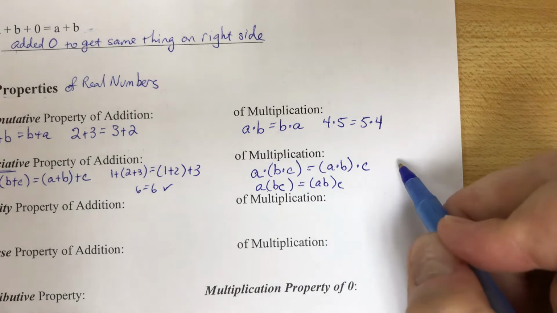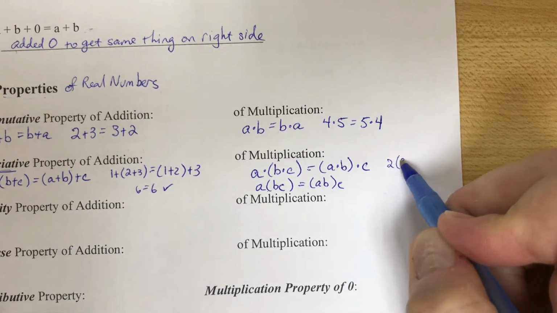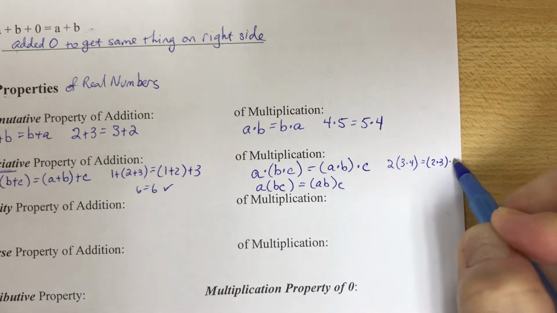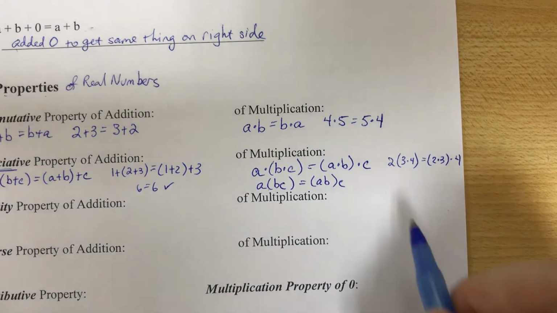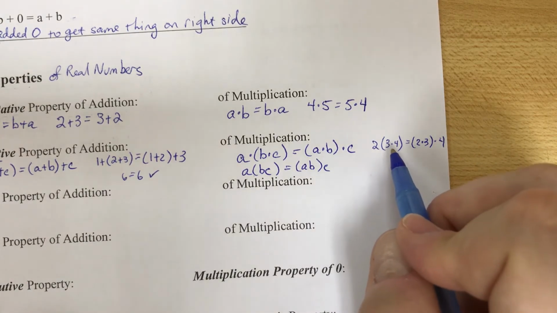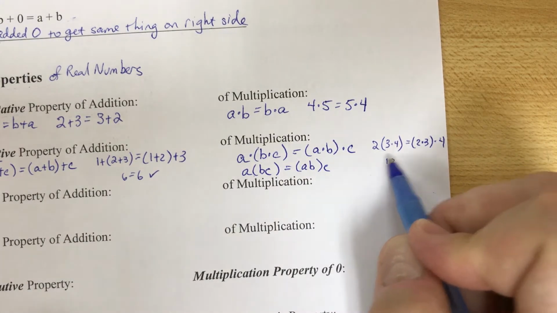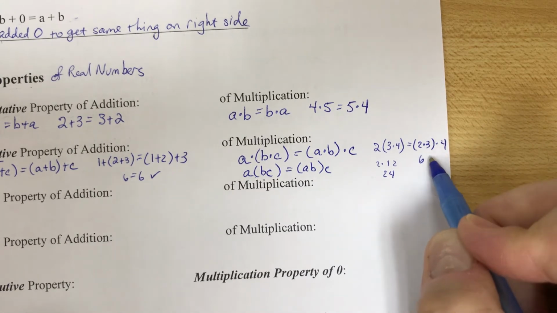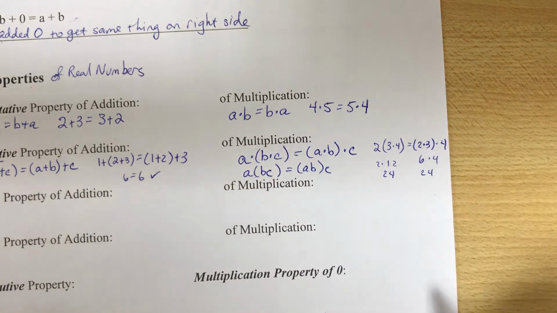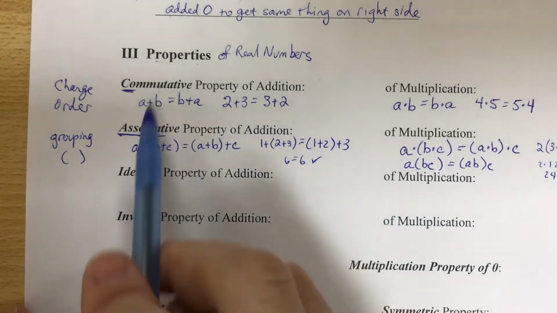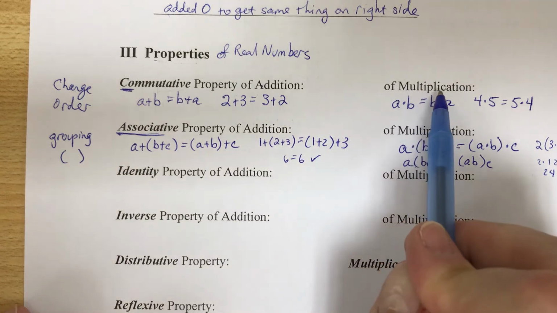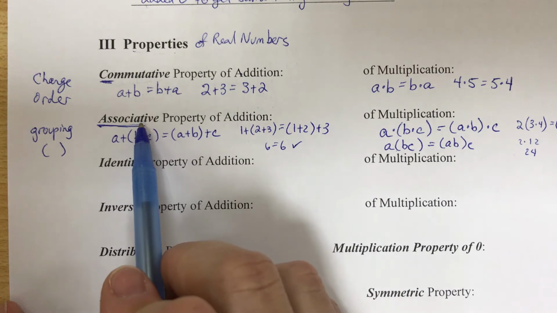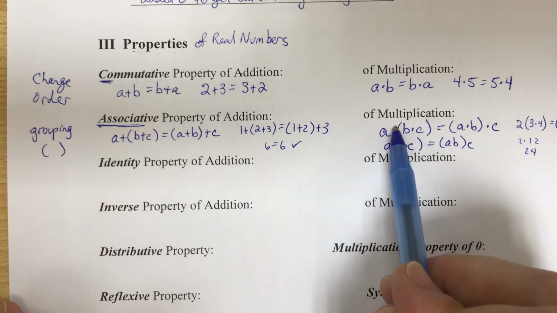Okay, so if I did 2 times 3 times 4, is that the same as 2 times 3 in parentheses times 4? Well, when we do order of expressions, 3 times 4 is 12, and 2 times 12 is 24. 2 times 3 is 6, that's the parentheses, times 4 is 24. Okay, so the commutative property of addition and multiplication work. I can change the order when I'm adding or multiplying. I can also change the grouping when I'm adding or multiplying.